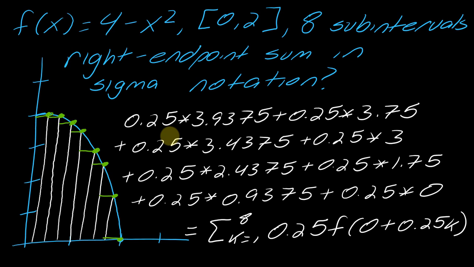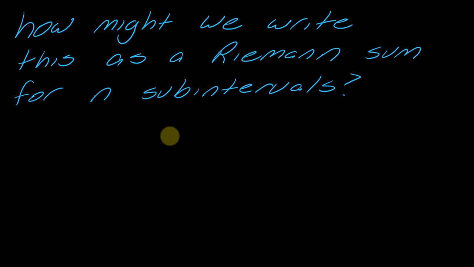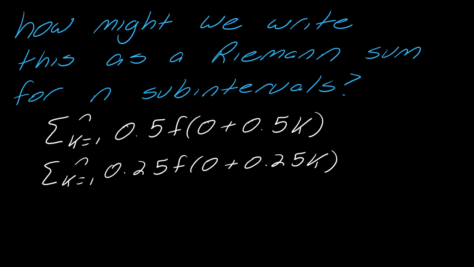Okay, so hopefully you're seeing a little bit of a pattern here, and I know this is a lot to go through, but it's going to help us build up the next part. Now I want to think about how I would write that Riemann sum if, instead of telling you how many subintervals I wanted, I just want the general formula for n subintervals. First let me write down the two Riemann sums we came up with in sigma notation. Those are the two Riemann sums: this was the one for the 4 subintervals, and this was the one for the 8 subintervals.